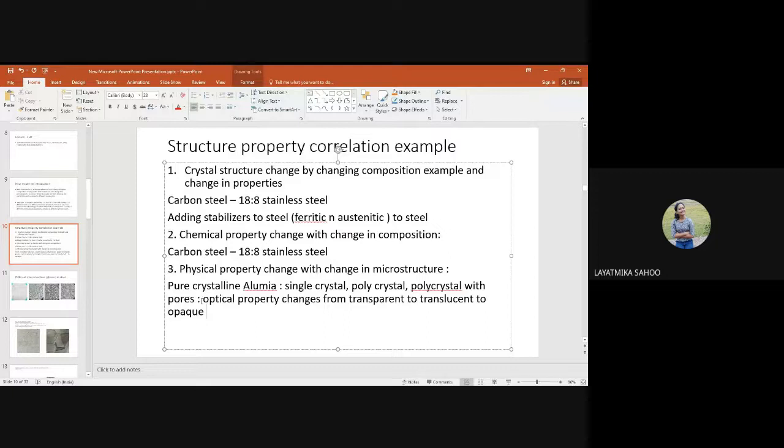If pores are there, pores also scatter the light. Light cannot reach your eyes easily. One is your grain boundaries and the other is the pores. That's why it becomes opaque. Okay, you know that. These are some examples where we can change the properties of a material by changing the structure.